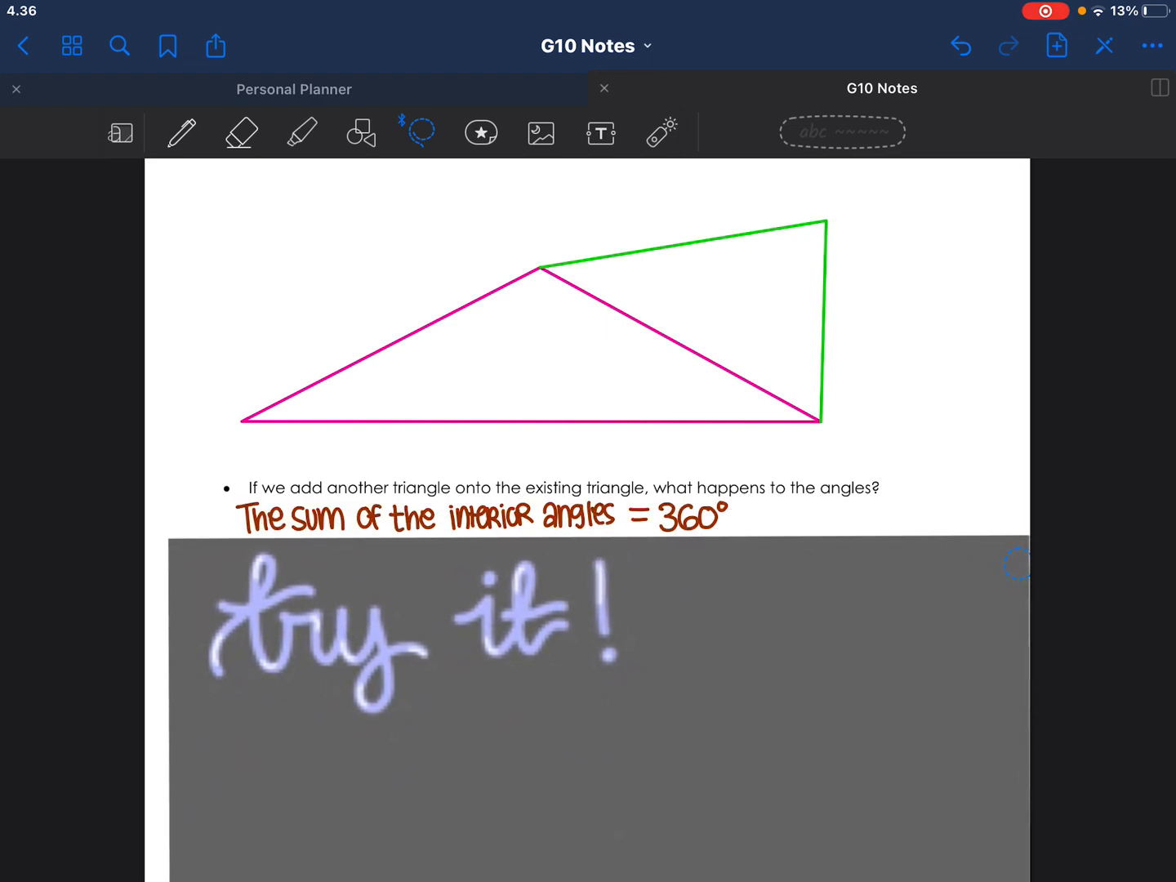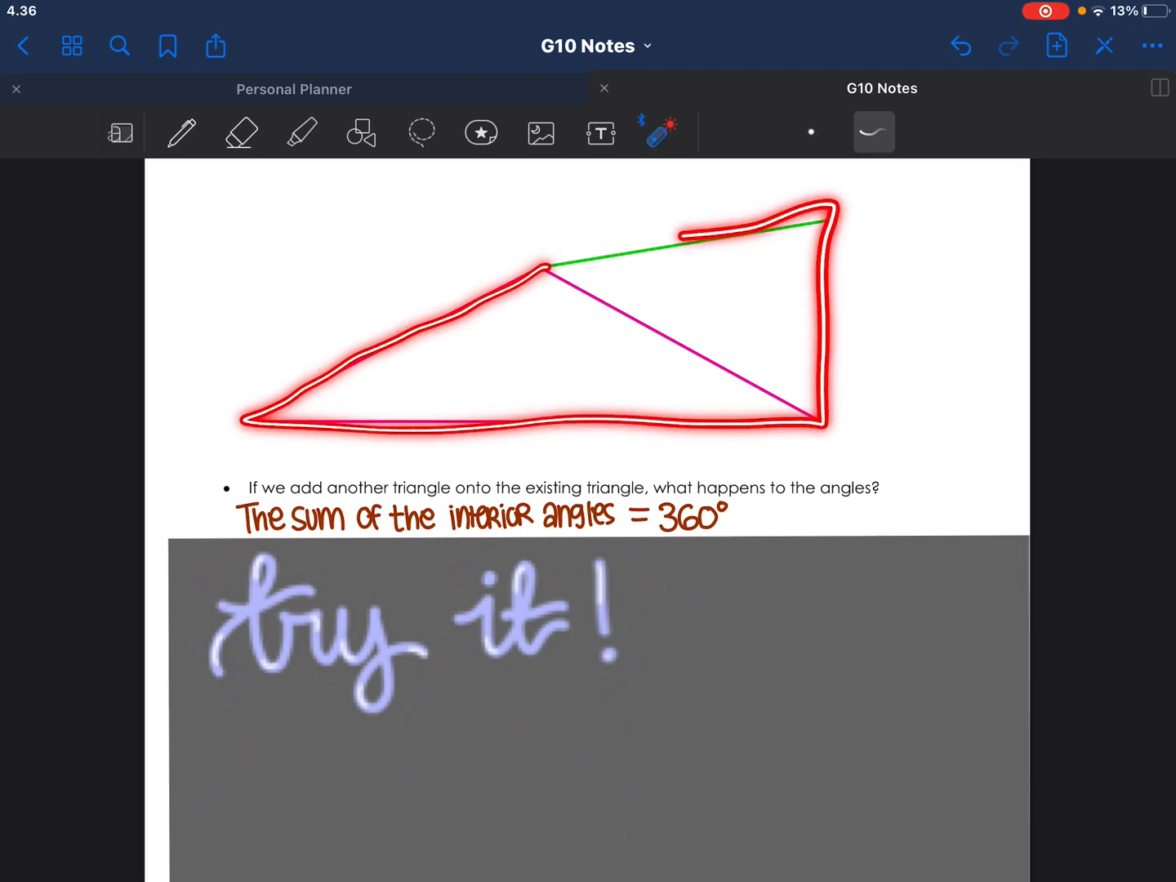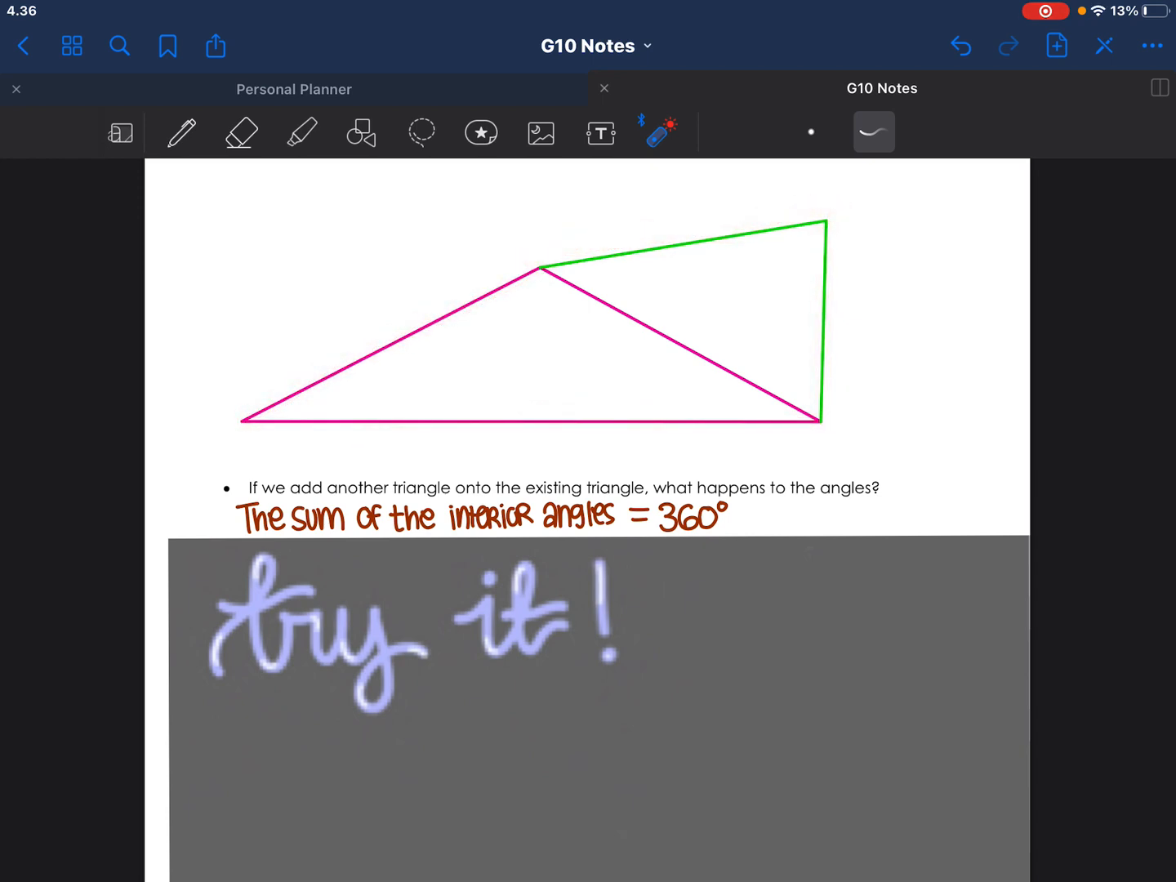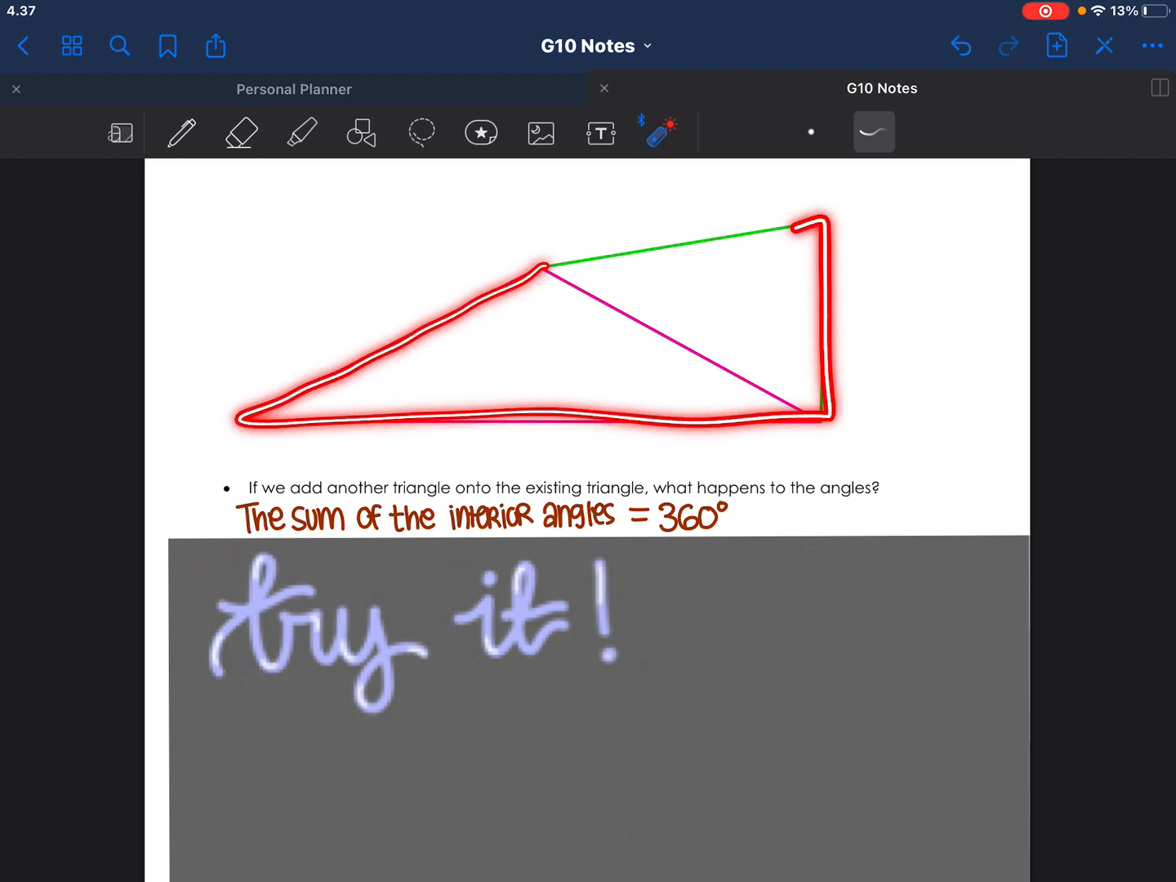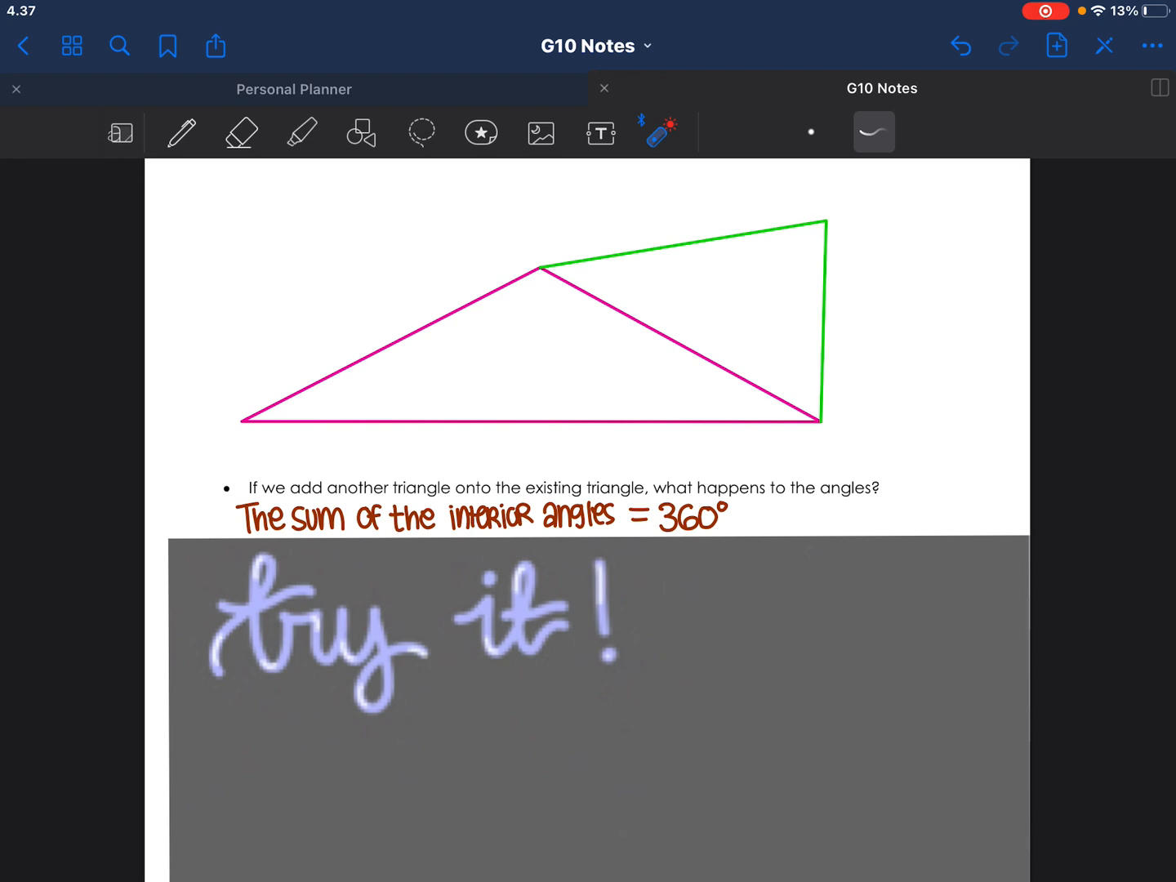So maybe you said, okay, it's no longer a triangle. I mean, you're right about that. It's not a triangle anymore. Okay, I want to focus on the angles here. So what happens to the angles? The sum of the interior angles of this new shape will be 360 degrees. And you may think, okay, that's easy enough. That's 180, that's 180, so we add them up together. Exactly.